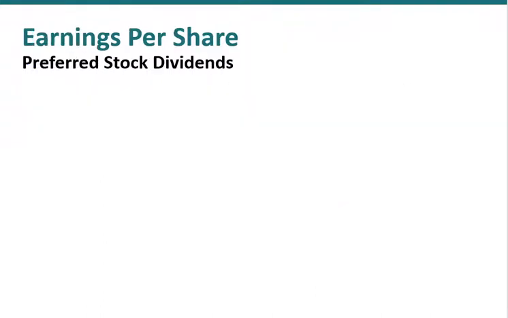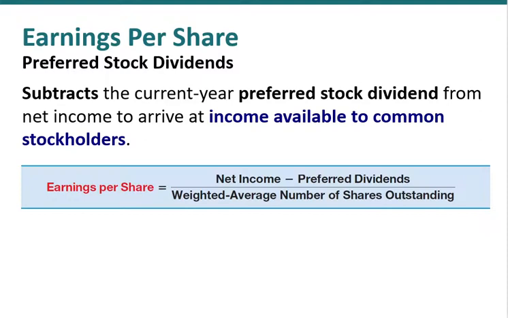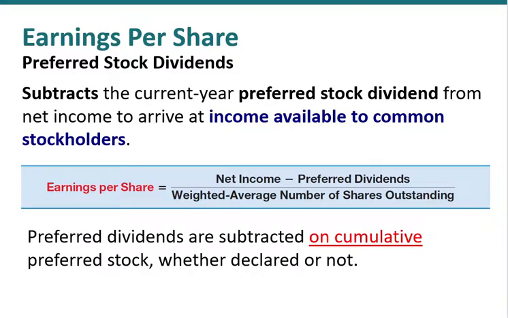Again, we calculate earnings per share for common stockholders or common shares. That means we're going to need to make adjustments if the firm has dividends. We will subtract current year preferred stock dividends from net income to arrive at income available to common shareholders. So our earnings per share calculation becomes net income minus preferred dividends divided by the weighted average number of shares outstanding. It's important to remember that preferred dividends are subtracted on cumulative preferred stock, whether they're declared or not.